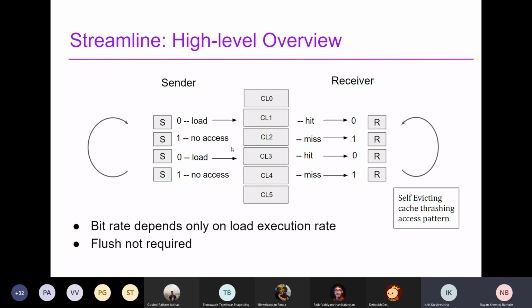Here, the bit rate entirely depends on the load execution stage, since it's an asynchronous operation, the sender and receiver are operating independently. The sender, when sending data, is either loading or not loading. So the bit rate is dependent only on the load latency. And in this type of attack, we are not using flush at all. We are using only the basic properties of cache, so it's applicable for all the ISAs.